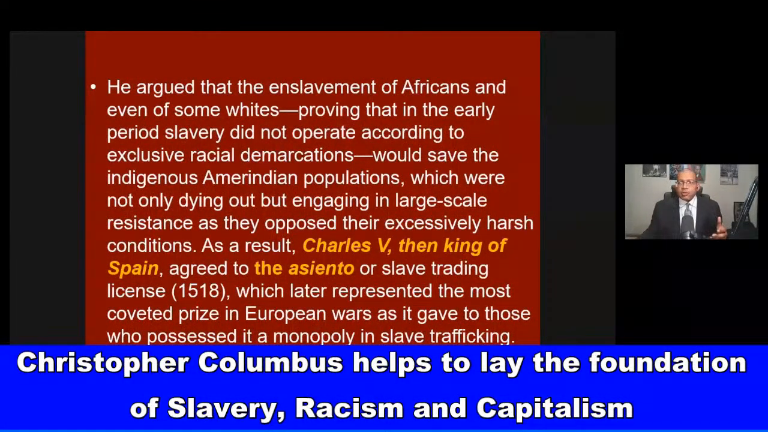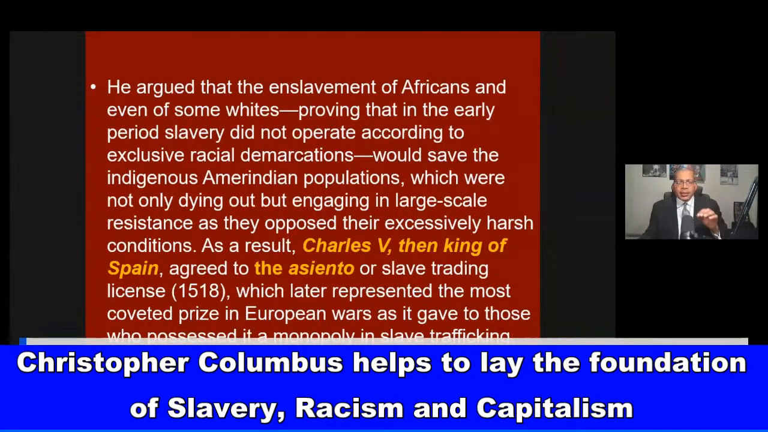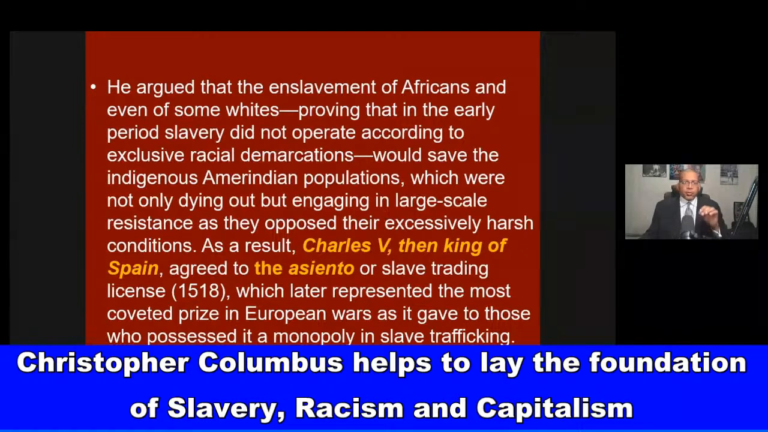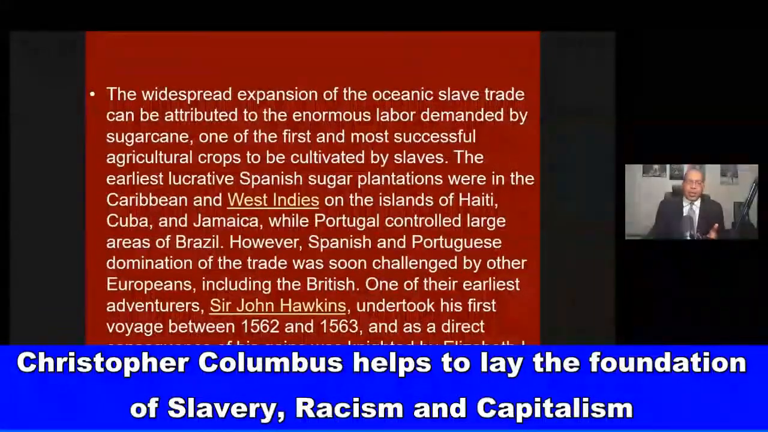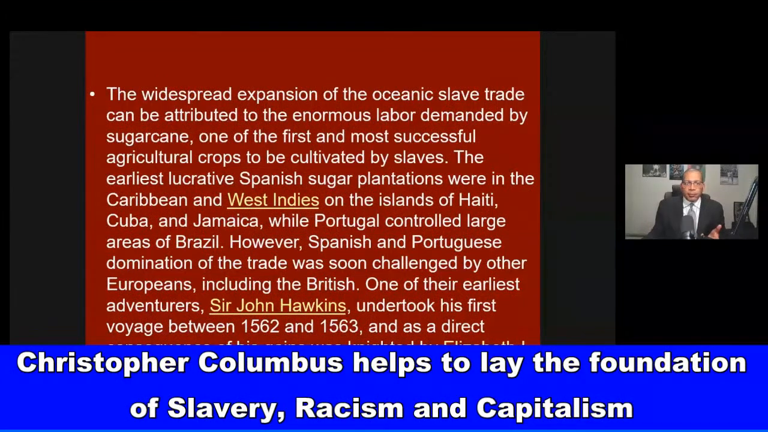As a result, King Charles V of Spain agreed to the Asiento de Negros, or slave trading license of 1518, which later represented the most coveted prize in European wars, as it gave to those who possessed it a monopoly in slave trafficking. And this drastically expands the transatlantic slave trade, okay?